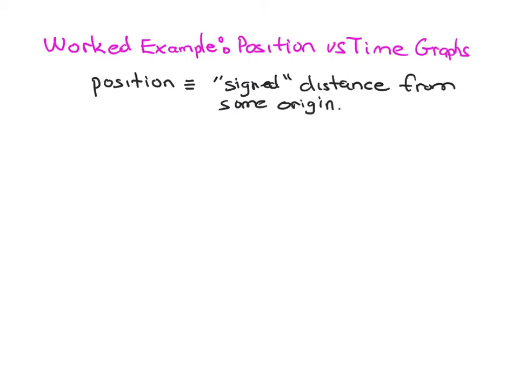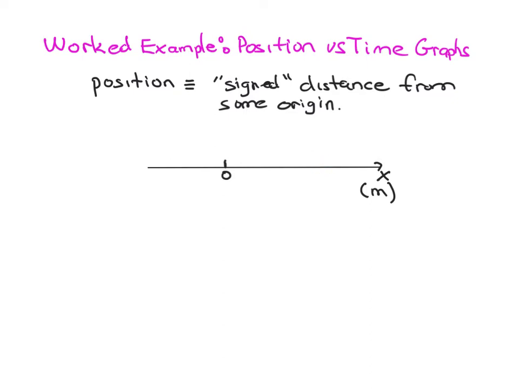So the idea is we're going to create some one-dimensional coordinate axis. I'll draw the axis horizontally, and we'll call this axis the x-axis, and we'll locate some origin. Position has units of distance, so in SI units, x is going to be measured in meters. If you have a position with a positive value of x, that simply means that you lie that distance to the right of the origin.